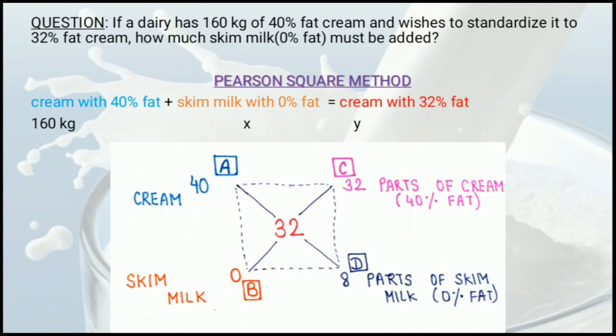The amount is also given. The cream with 40% fat is 160 kg. The amount of skim milk is to be found out, and the amount of cream which we will get at the end is also unknown.